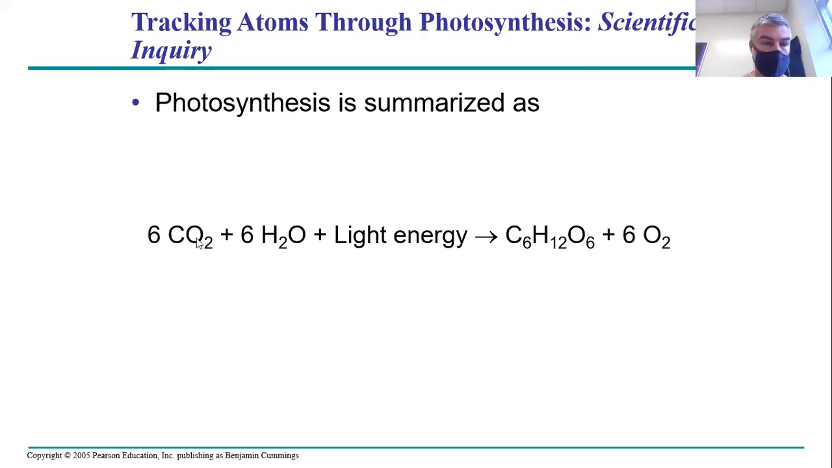Let's look at the oxygen. 6 times 2 for oxygen. 6 times 2, that's 12 oxygens. 6 times 1, there's no number here. So 6 times 1, that's 6. So that's 18 oxygens. Let's look over here. 6 oxygens. 6 times 2 is 12 plus 6. That's 18 oxygens over here.